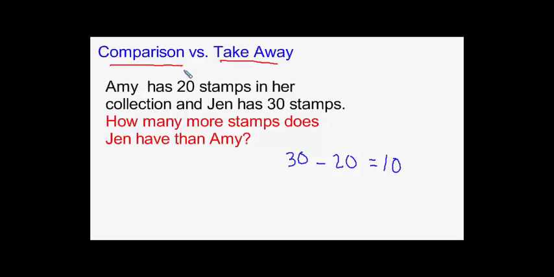It turns out this is a comparison problem because you're comparing two different things. Even though the 20 and the 30 both represent stamps, this number 20 represents Amy's stamps, if you will, and the 30 represents Jen's stamps, if you will. So these two numbers technically represent two different things. They're both the number of stamps, but one is representing stamps owned by Jen, and one is representing stamps owned by Amy. So we are comparing the two people in the problem in regards to how many stamps they own. So the answer to this problem would be that this is a comparison problem, not a takeaway problem.